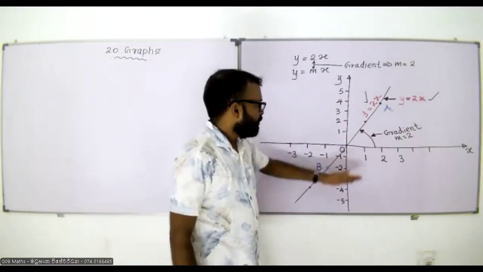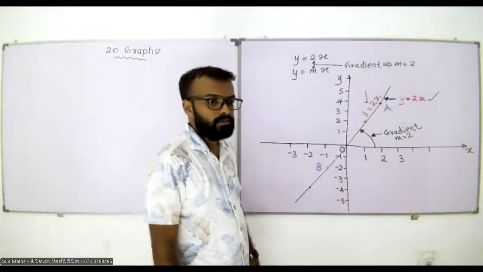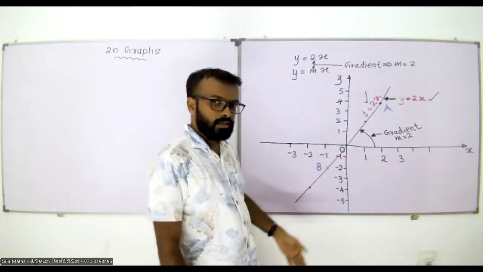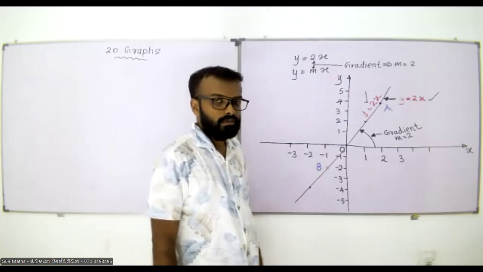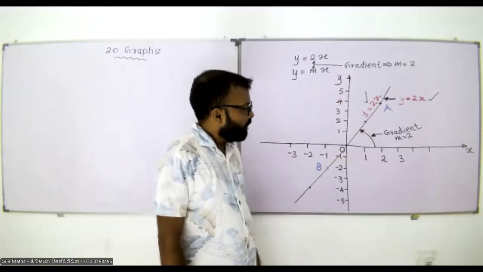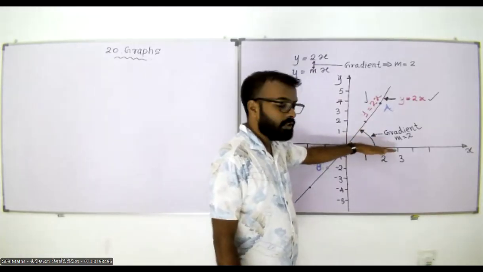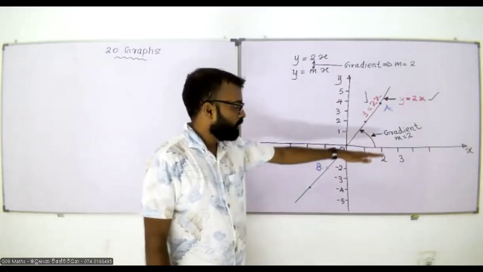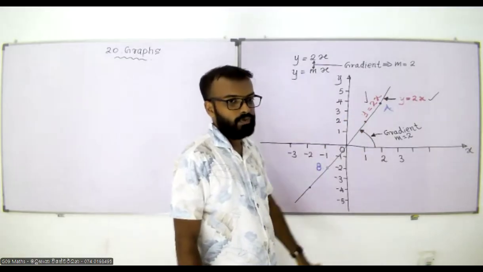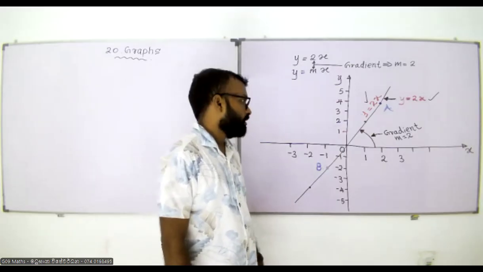Now, what can you say about this line? What is the shape of that line? Is it a curved line or a straight line? Straight line. This is a straight line. And what can you say about the angle that it has made with respect to the x-axis? What kind of angle is this? Acute angle, right?